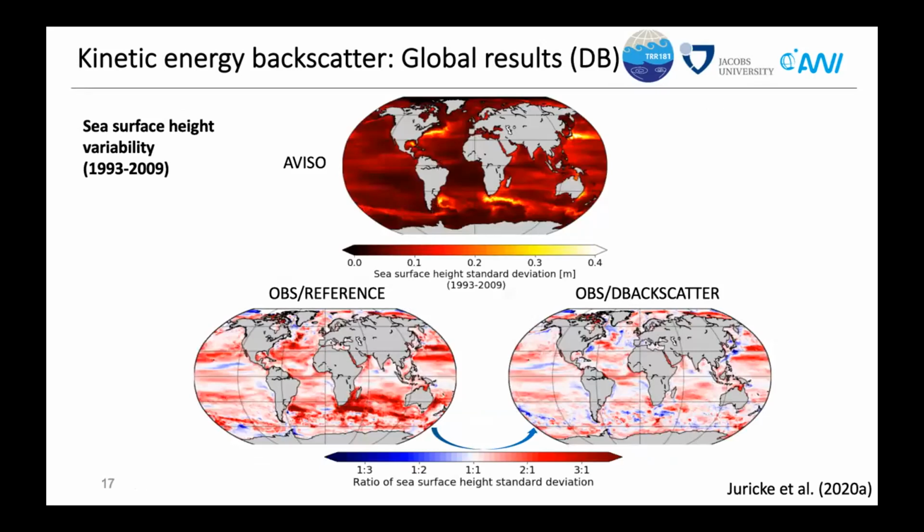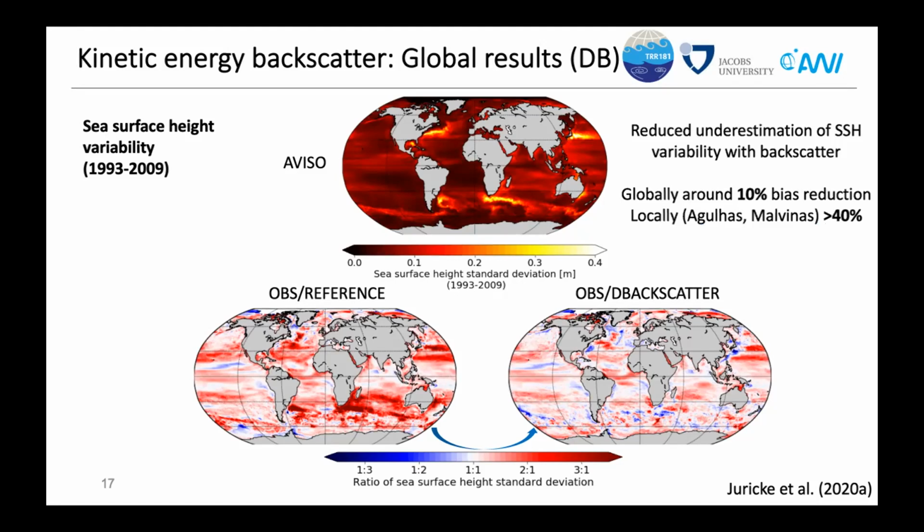Looking at the biases for global simulations, again, what you can see here is the Aviso sea surface height variability. You see the regions where there should be a lot. In the bottom, you can see where the biases used to be. Where it's red, we just had way too little variability because we are missing the eddies. And on the right, you can see what happens if you switch on backscatter. A lot of these red blotches just disappear or at least get substantially reduced. And that actually is what you expect because we have more energy in the system. Locally, we can get more than 40% reduction of bias in some regions, but globally, it's about 10% reduction of bias.